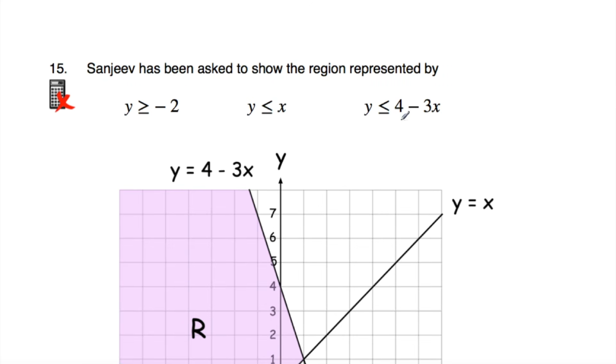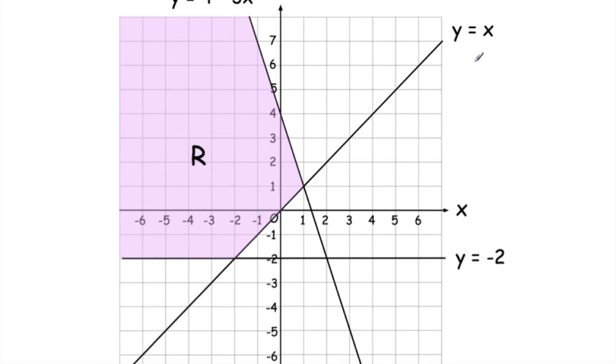Y is less than or equal to x, so the line y equals x is that line. Yep, it goes through the points 0, 0, 1, 1, 2, 2, so he's drawn it correctly. Has he shaded in the right side? So let's choose a point that's not on the line. I'm not going to choose the origin. I'm going to choose a point that's inside his region. So let's choose this point here, the point 0, 1. That's 0 across, 1 up. So it's got an x coordinate of 0 and a y coordinate of 1.